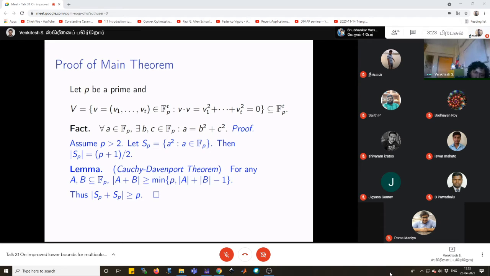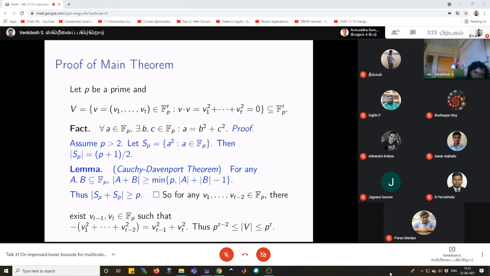Okay. Why are we interested in this? Well, once we have this, we know that if you take any arbitrary t minus 2 scalars v1 to v(t-2) in Fp, and you take the sum of their squares, then it's an element of Fp, and you can always find some v(t-1) and vt such that v(t-1) squared plus vt squared is the negative of this sum of squares. Therefore you can always hook up a vector v with these components such that the dot product is equal to 0.